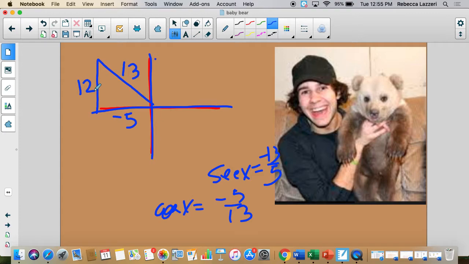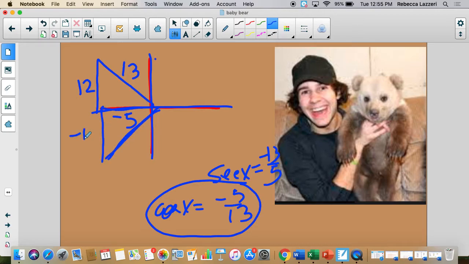Why do I do positive 12? Because you do not want to do these without drawing a picture. Because, look, I could give you one like this that's in the 3rd quadrant. And if it was in the 3rd quadrant, it would still have the same adjacent and hypotenuse, but you see the opposite would be negative 12. So make a decision right here.